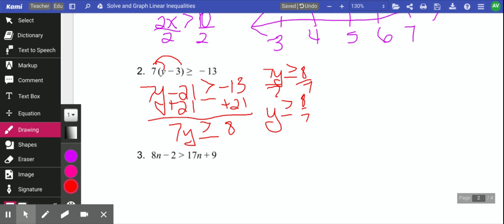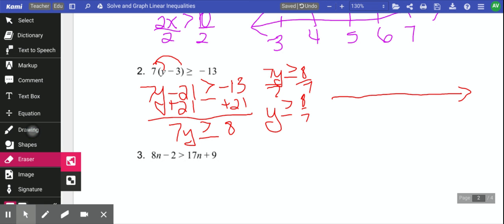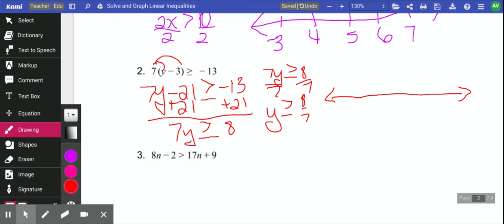Now, how do you graph that? Because that's usually the place where people might have an issue with graphing fractions. Okay. So I'm going to put 8/7 right in the middle. And now as it goes to the right, the numbers get larger. This is 9/7 and 10/7. To the left, the numbers get smaller. 7/7 is the same as 1, and then 6/7, and so on. I'm going to put a closed circle over 8/7, and then my line is going to go to the right because it is greater than or equal to.